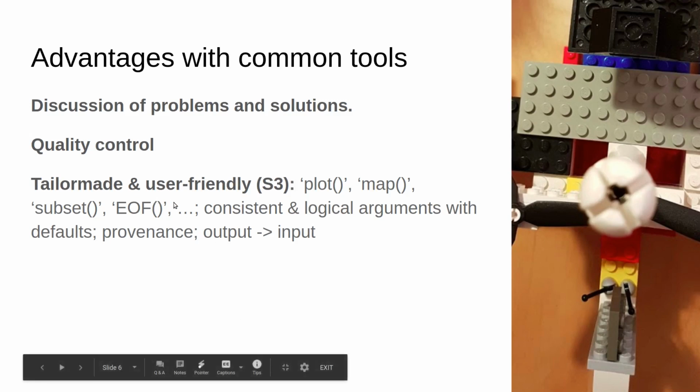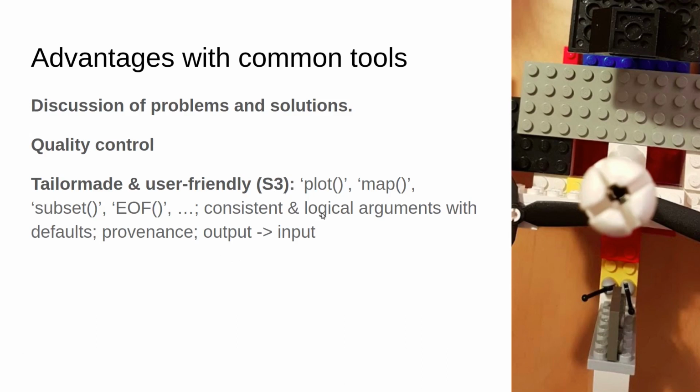And we try to make this tailor-made and user-friendly using the S3 method in R. So plot will actually know how to plot different types of objects, if it's station data, or if it's a field, or if it's an EOF, for instance. The same thing with map and subset and EOF. So subset lets you dissect the data and actually pick out parts of the data. So these are meant to make life easier, so the user doesn't have to remember a lot of different variations of these functions.